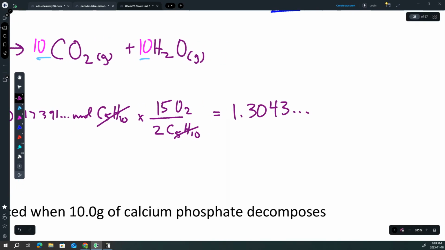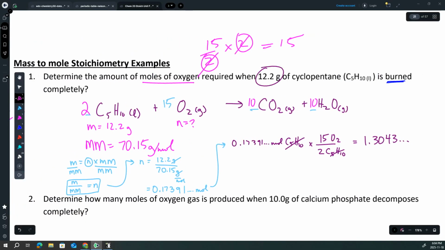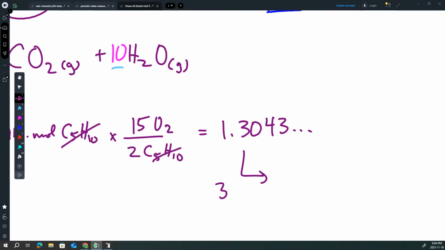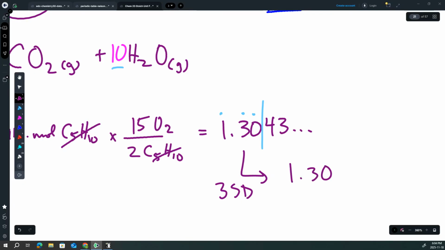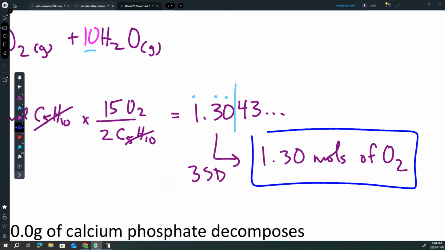To mean goes on forever. All right, so in terms of sig digs, this has 3 sig digs, so our answer needs to be in 3 sig digs. So I'm going to count from the far left, 1, 2, 3. There's my cutoff line. So 1.30, and that's moles of oxygen. Done.